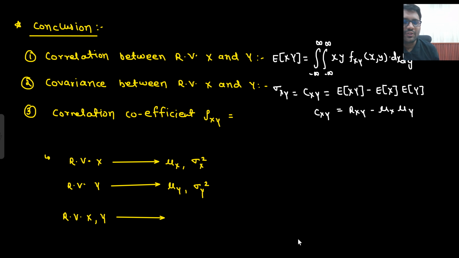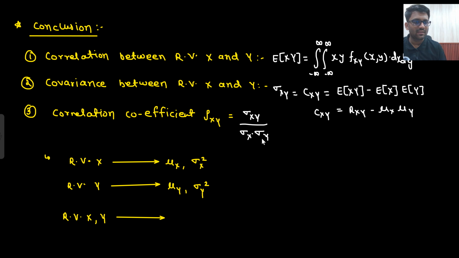Now there is something called correlation coefficient. This can also be asked in the examination. The name is correlation coefficient, so you think it should be related with correlation. No, correlation coefficient is actually related with covariance. It is the covariance of random variables X and Y divided by the standard deviation of X and the standard deviation of Y. Okay, sigma XY divided by sigma X into sigma Y.